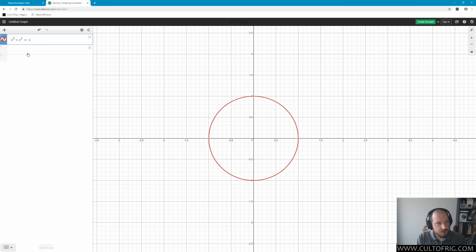Learning to express things this way is actually pretty useful. Now there's a thing where if you type just r equals 1, it will get you a circle. So you'll find all kinds of shortcuts in Desmos like this.